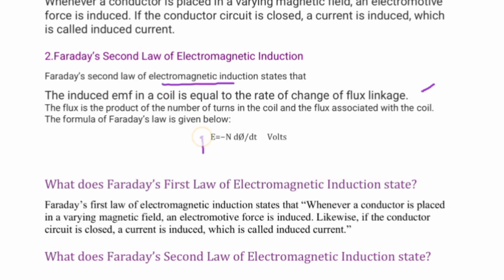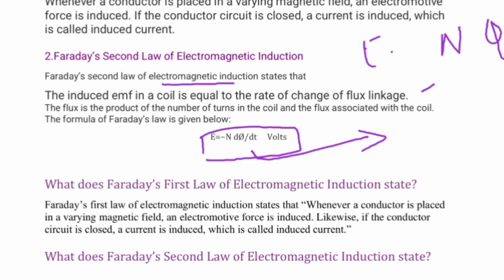That is, E equal to minus N d phi by dt. d phi by dt is the rate of change of flux, and N into d phi by dt is the rate of change of flux linkages, but the direction is indicated by the minus sign, as it is opposing the cause. The flux linkage is the product of the number of turns in the coil and the flux associated with the coil, giving the formula E equal to minus N d phi by dt. Simply, E equal to minus N d phi by dt is the formula for the second law.